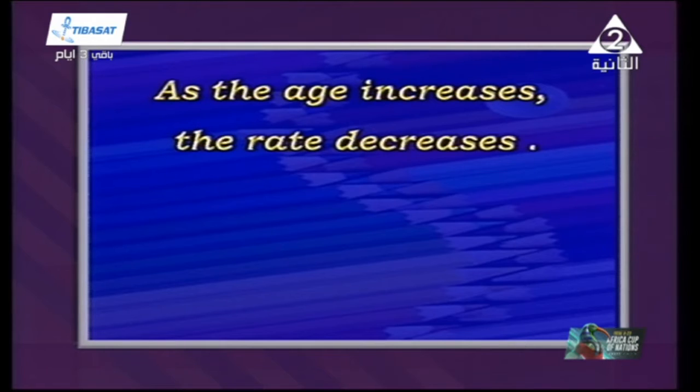What else? As the age increases, the rate decreases. So logical. As the age of the living organism increases, like the female, the rate of reproduction decreases because the number of ova also decreases. And what else do we have in the capacity or rate of reproduction?